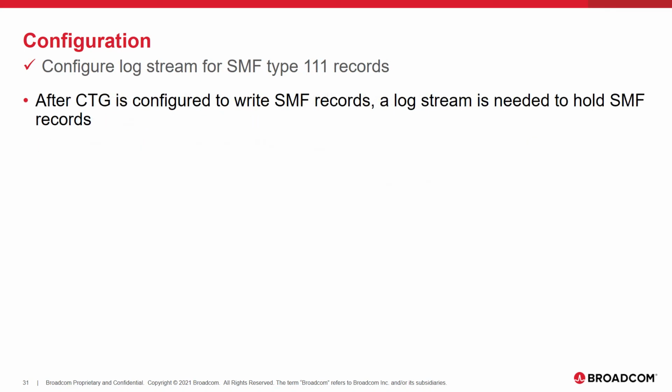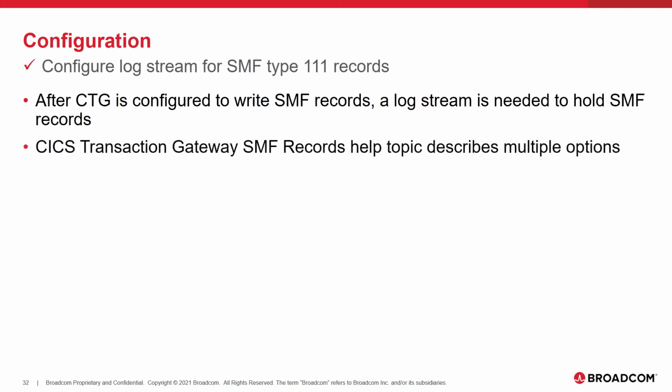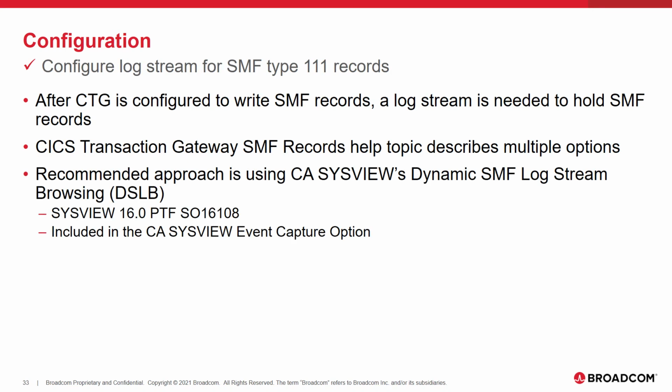After the CTG instance is configured to write SMF records, a log stream is needed to actually hold the SMF records that are written. You can view the CTG SMF records help topic discussed in the previous slide to view multiple log stream types that can be used as a source for these records. The recommended approach that we make is using CA SYSVIEW's dynamic SMF logstream browsing component. This was delivered in a PTF in SysView release 16.0. The CA SysView event capture option must be licensed in order to use this DSLB component.